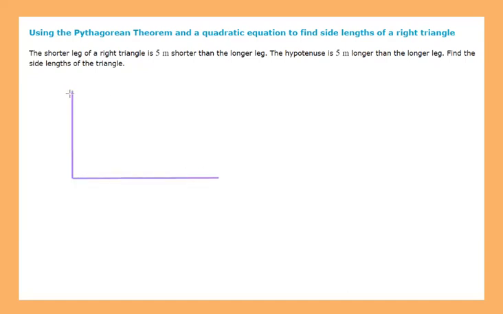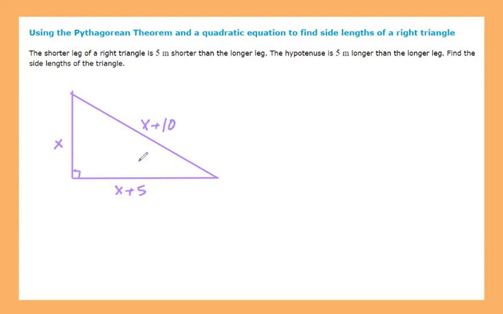So I'll say, let's say this is the right triangle, right? We are told the shorter leg is 5 meters shorter than the longer one, which means the longer one should be five more. So whatever this is, you are going to add 5 to this guy to get the longer leg. And the hypotenuse will be 5 meters longer than the longer leg, which means if you add 5 to this number, you get x plus 5, which is x plus 10. Okay, so this is what we are given.